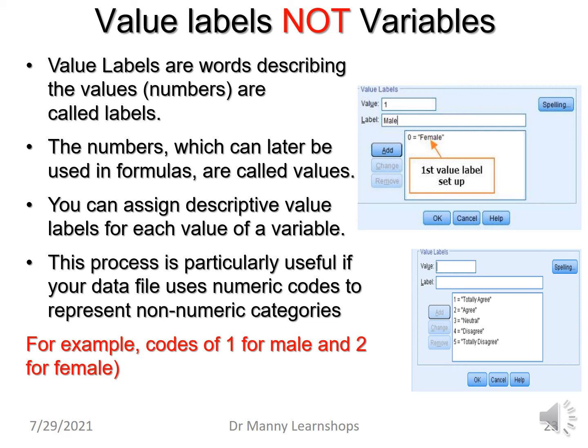You can assign descriptive value labels for each value of a variable. And this process is particularly useful if your data file uses numeric codes to represent non-numeric categories. For example, codes of 1 for male, codes of 2 for female.